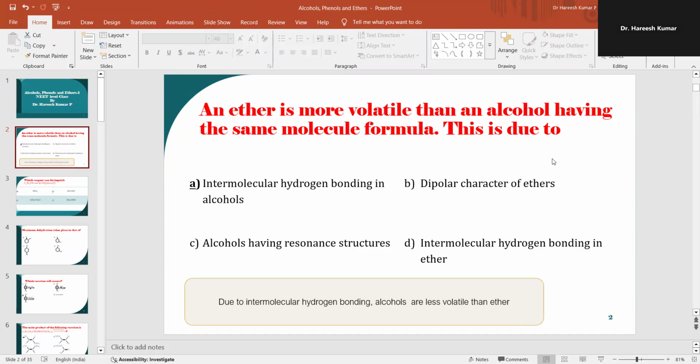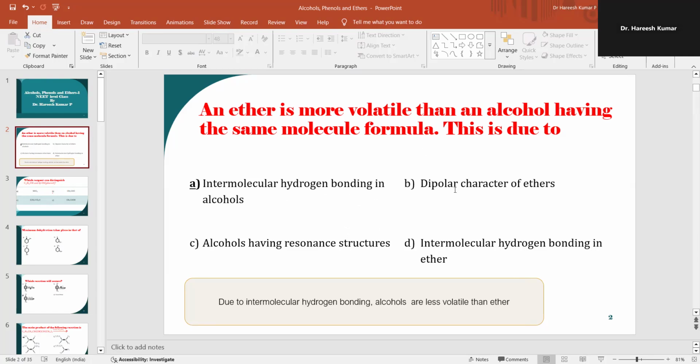An ether is more volatile than alcohol, having the same molecular formula. This is due to intermolecular hydrogen bonding in alcohols. Because alcohols are polar molecules, hydrogen bonding is formed. That's the reason a higher temperature is required to break the intermolecular hydrogen bonding. That's the reason option A will be the correct answer.